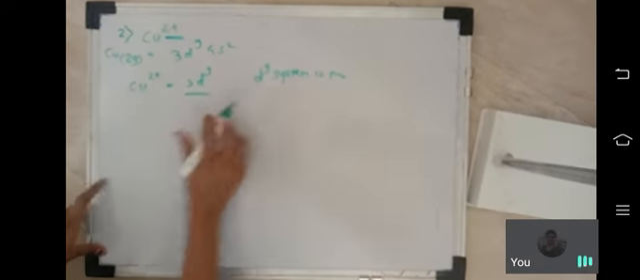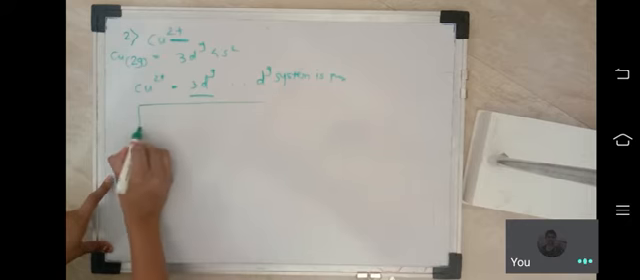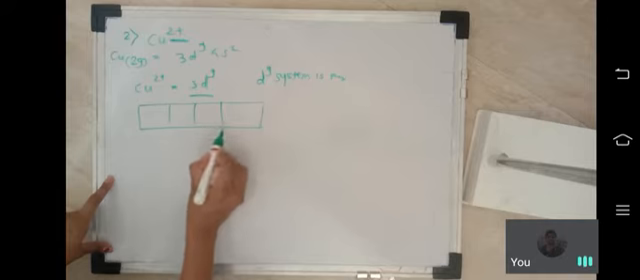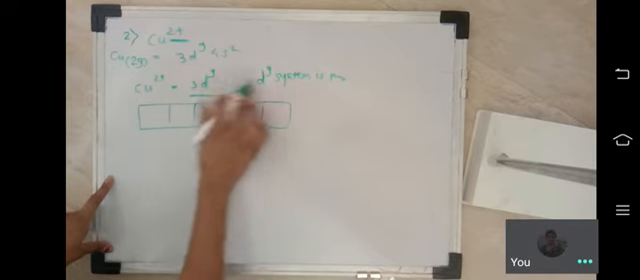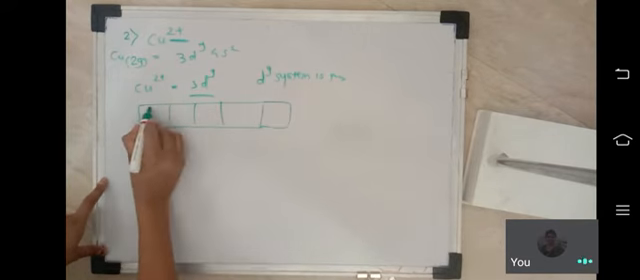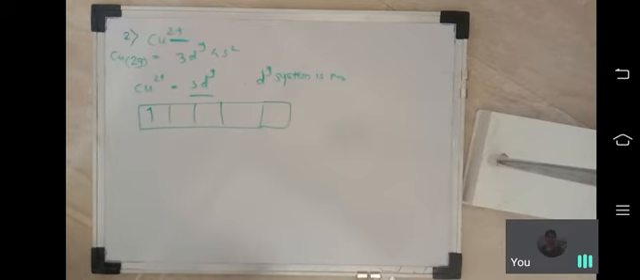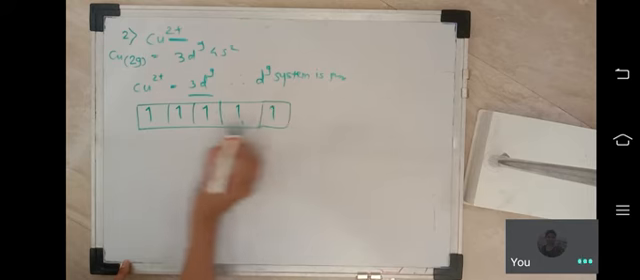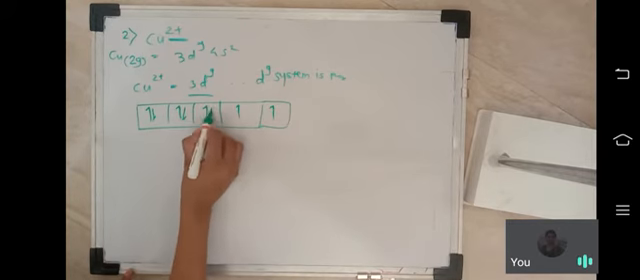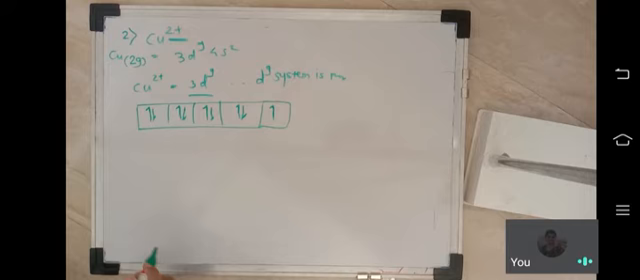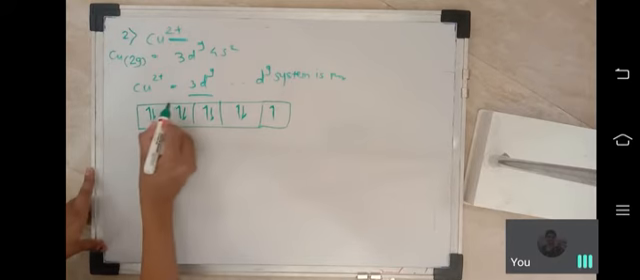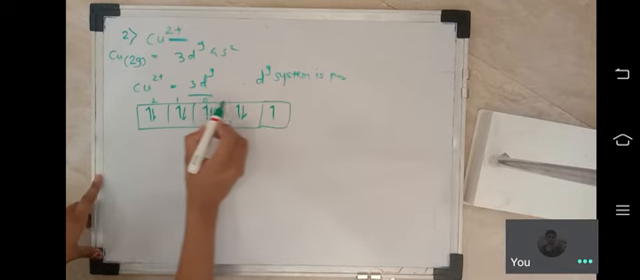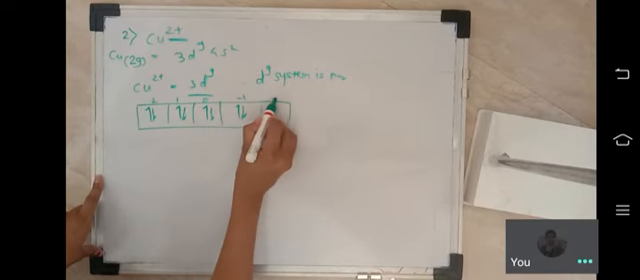Then, this is the d orbital system. How many suborbitals are present? 5. Here 9 electrons are present, so firstly you fill the electrons singly: 1, 2, 3, 4, 5, 6, 7, 8 and 9. Then you have to write the values of l: 2, 1, 0, -1 and -2.